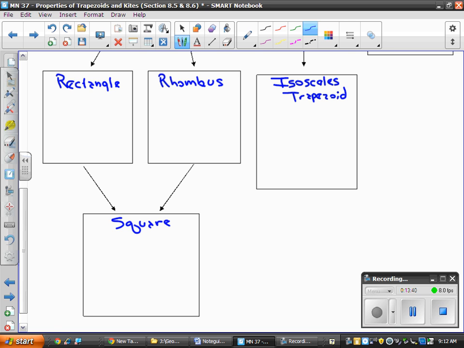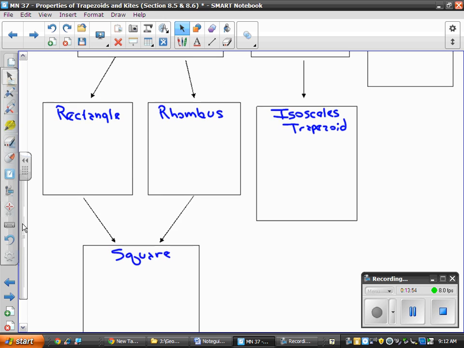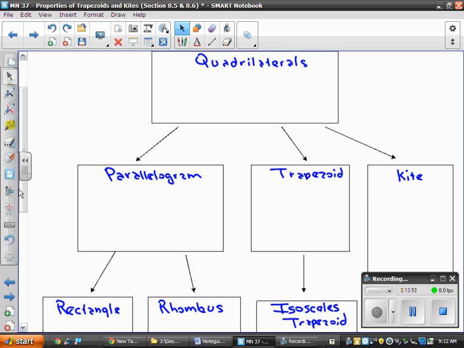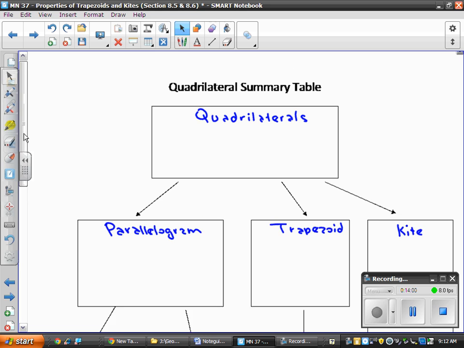Each one of these we're going to create a summary for so you can really see what properties each one has. Actually, what's the definition of it? What are the important properties and which families do they belong to? This will keep you organized as we finish this chapter. We will finish this table up in class as a class discussion tomorrow.